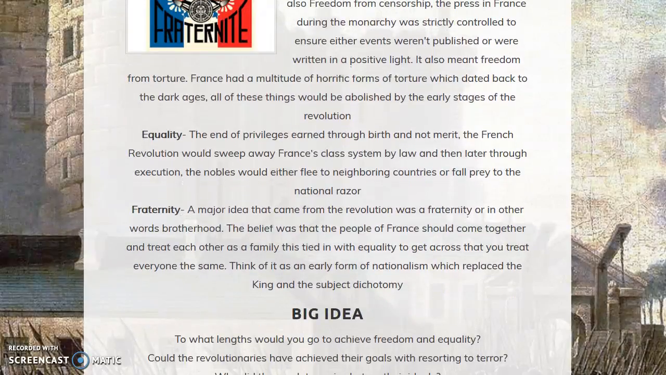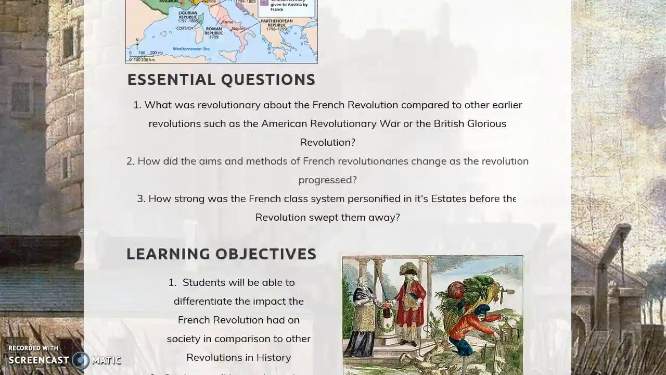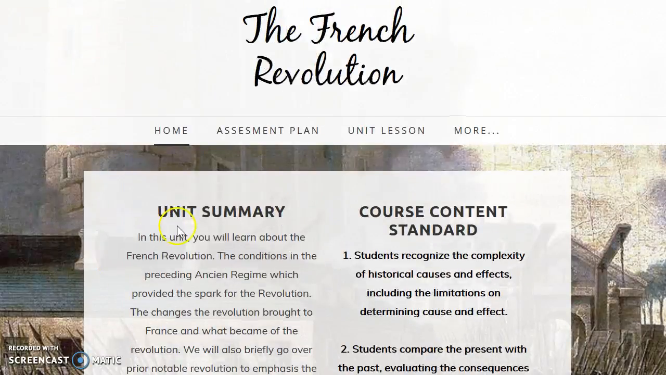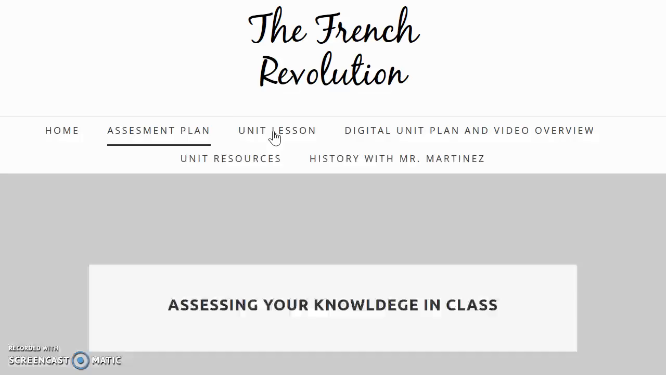Here are some big ideas you might want to think about. To what lengths would you want to achieve freedom and equality? And could the revolutionaries have achieved their goals without resorting to terror? Now, moving on from that, the ways I will assess your knowledge.